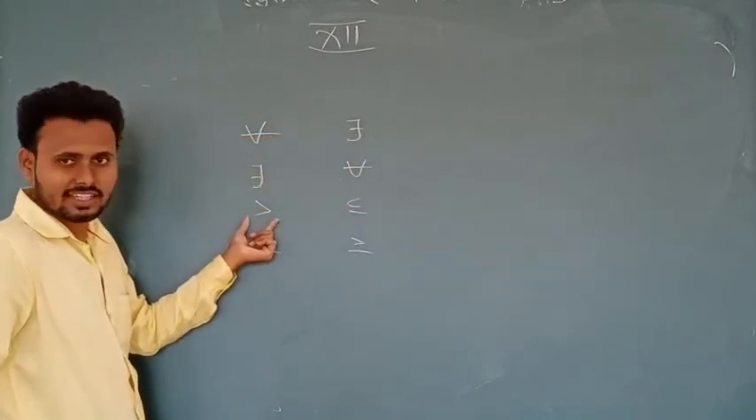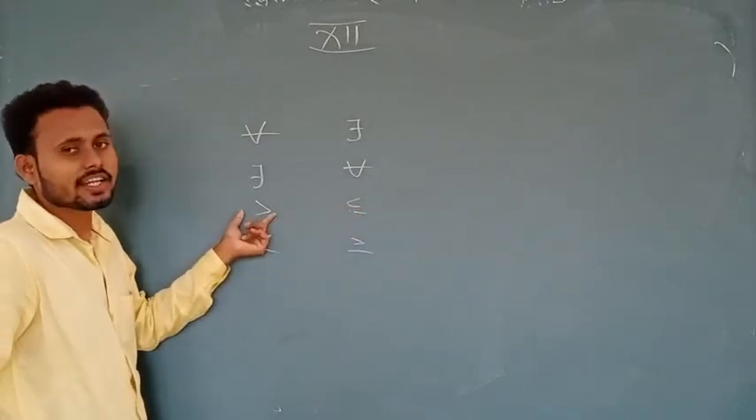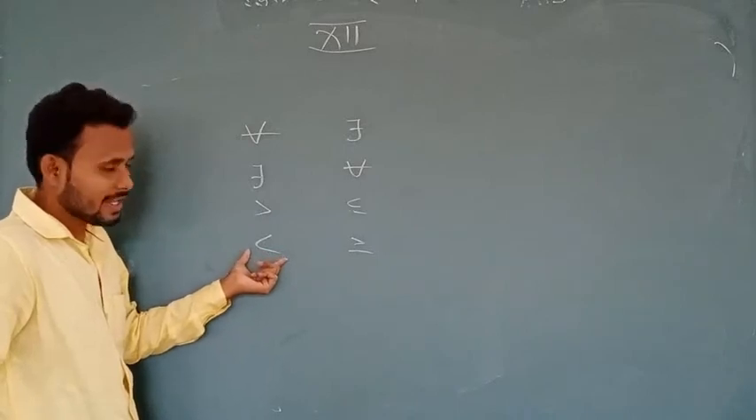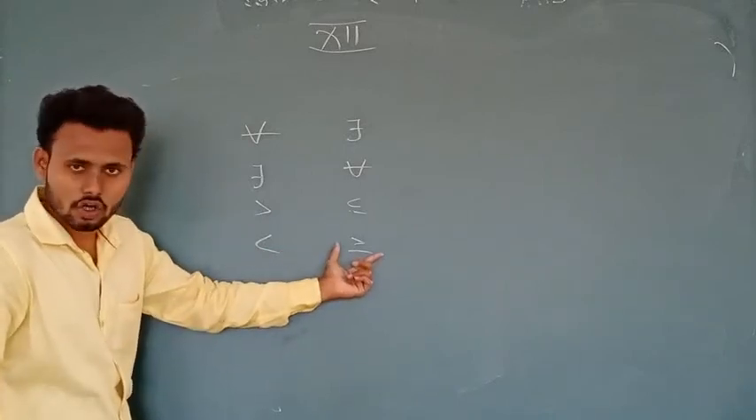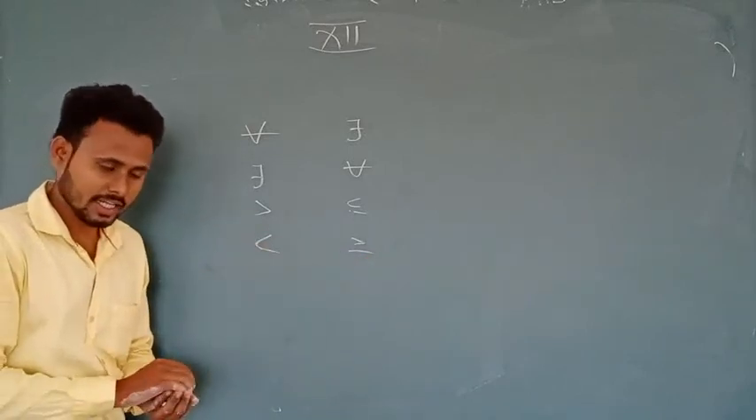Strictly greater than, its negation is less than or equal, and the negation of less than or equal is strictly greater than. Similarly, strictly less than, its negation is greater than or equal, and the negation of greater than or equal is strictly less than.